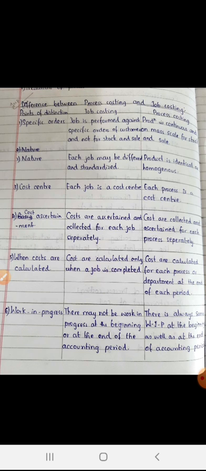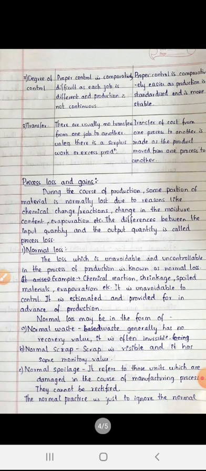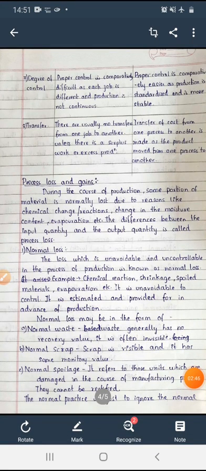Next one, degree of control. Under job costing, proper control is comparatively difficult as each job is different and production is not continuous. Under process costing, control is comparatively easy compared to job costing, as it is standardized and more stable.